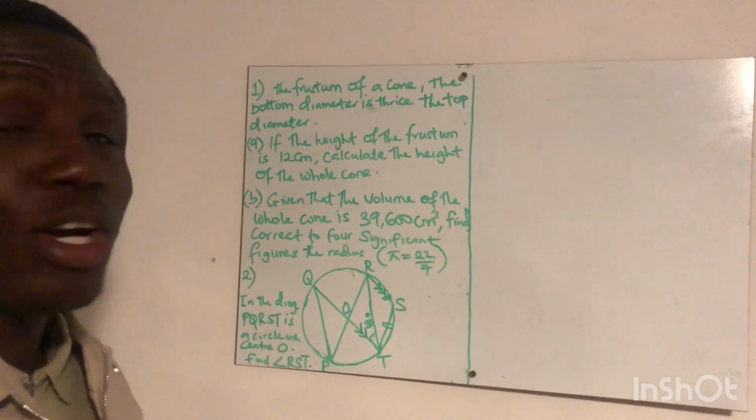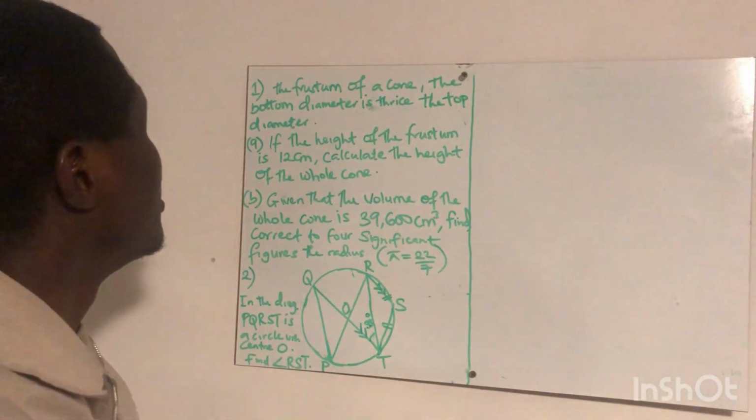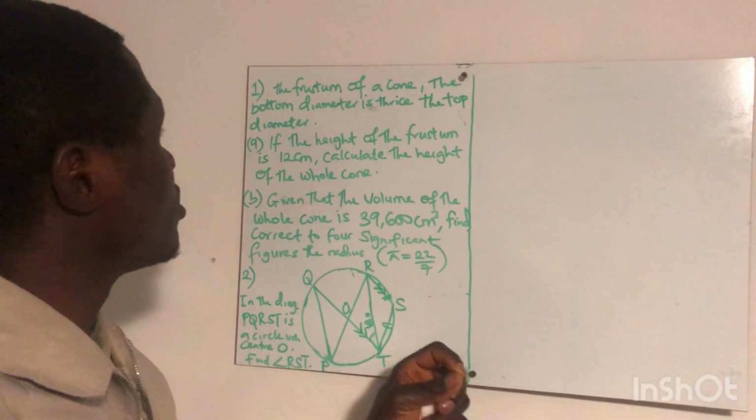Today I'm going to be considering a topic under mathematics known as mensuration. And here is the question. Let's go into it. The frustum of a cone, the bottom diameter is thrice the top diameter.